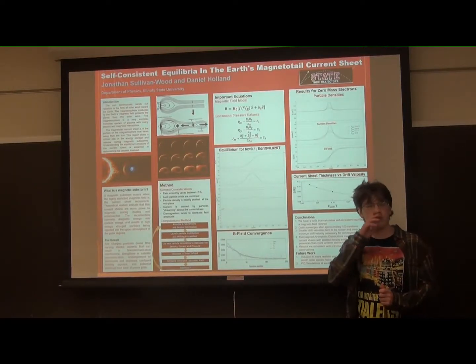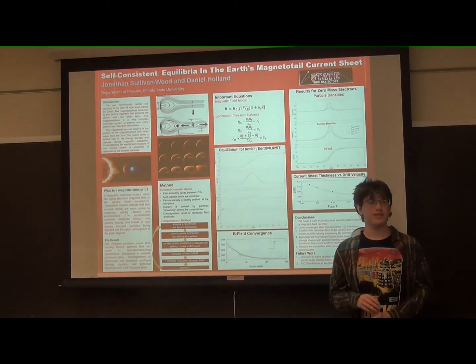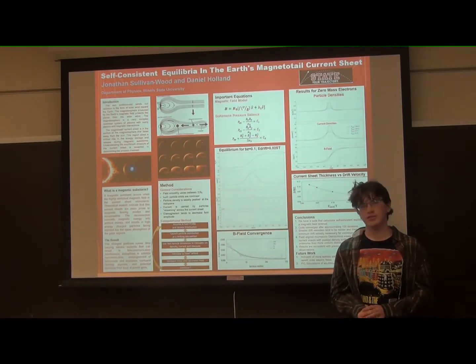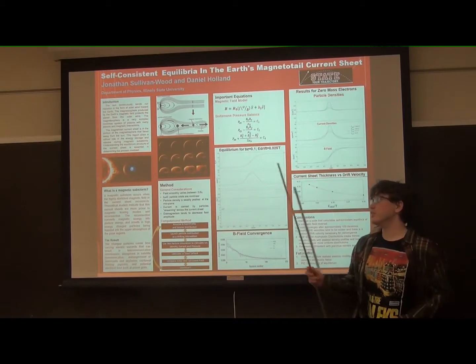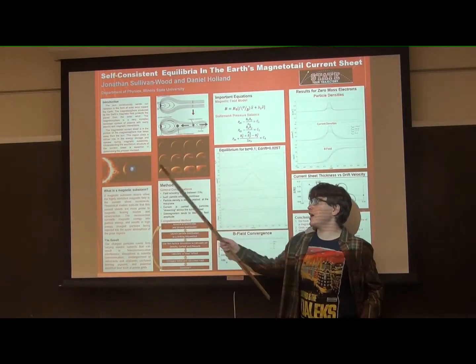My name is Jonathan, and I do computational space physics research and calculate a self-consistent equilibrium in the Earth's magnetotail current sheet. Now, the Sun is continuously sending radiation out to the Earth.